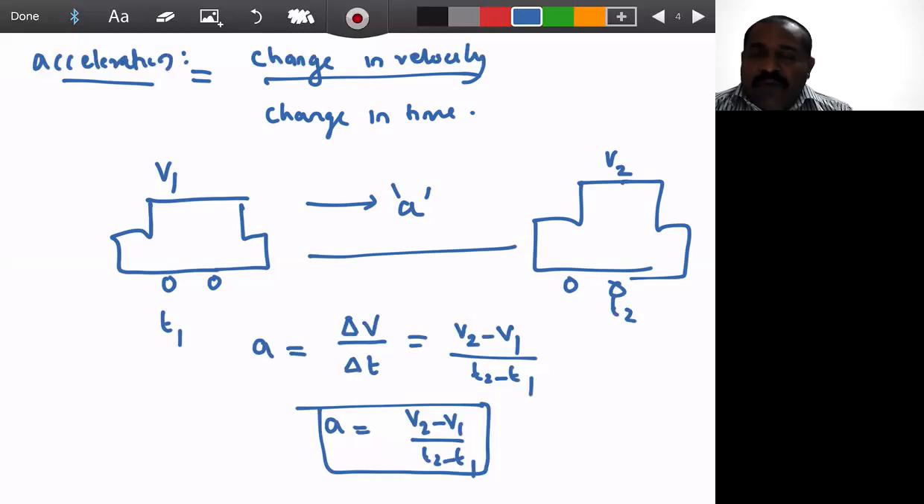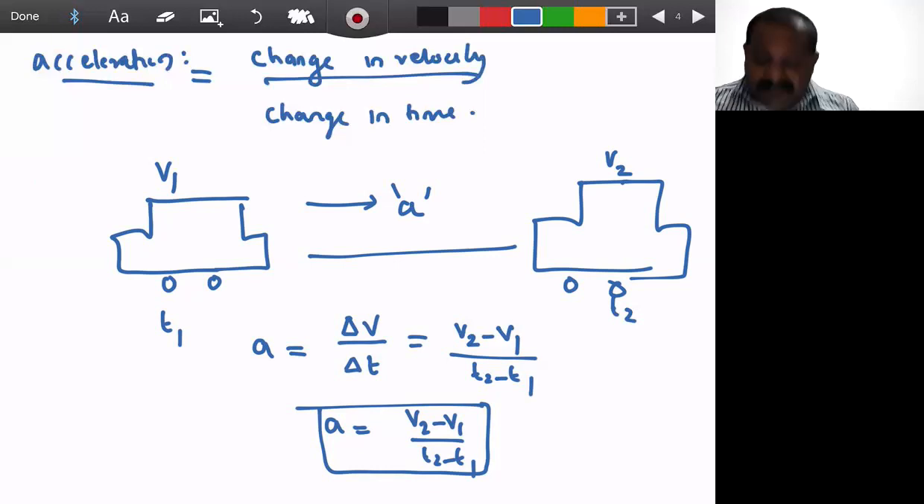I hope you got the idea about acceleration, velocity, displacement, speed, and distance. Now we are going to introduce some special cases. For example, what is average acceleration? What is average velocity? What is average speed? Or what is instantaneous speed? Or instantaneous velocity? What is instantaneous acceleration?